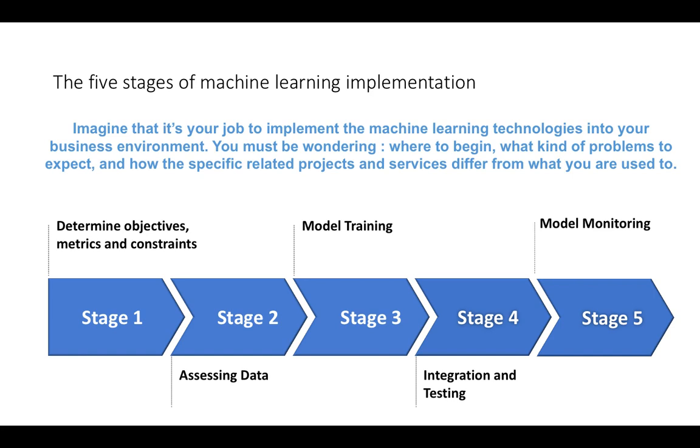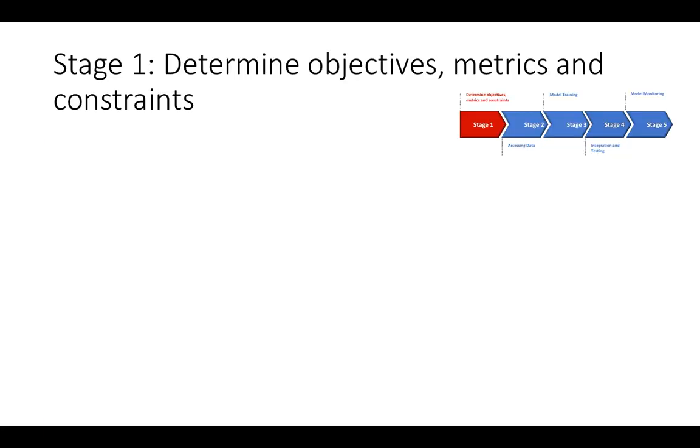These are the 5 stage implementation of machine learning projects. So let us very quickly go through each of these points. The first point I told, determine objectives, metrics, and constraints. Here you have to address very important questions. First question is, what is the problem you are trying to solve? You should be able to very clearly articulate this in a precise manner, as specific as possible.